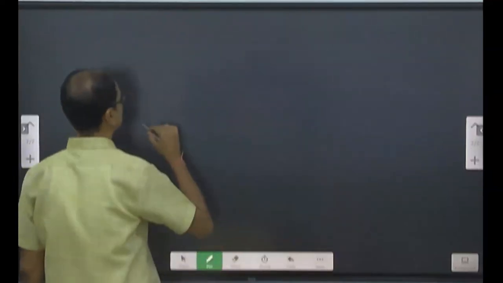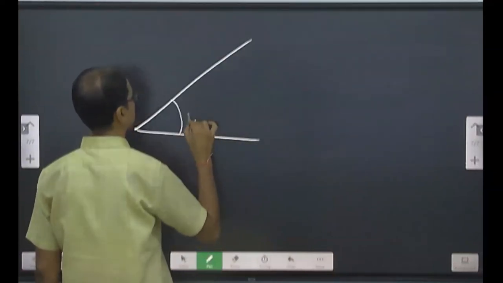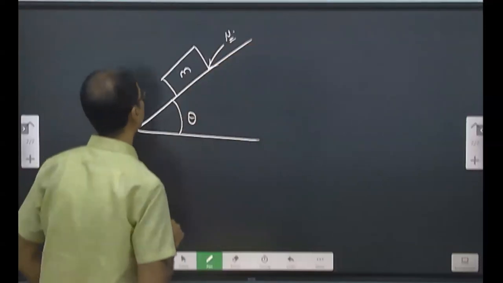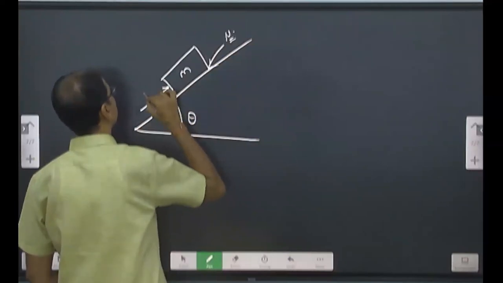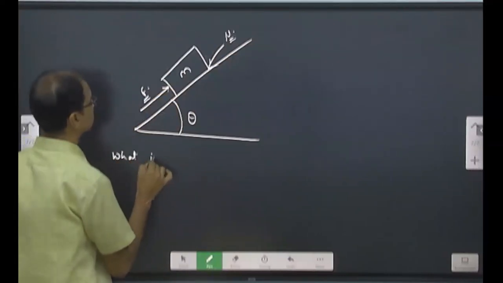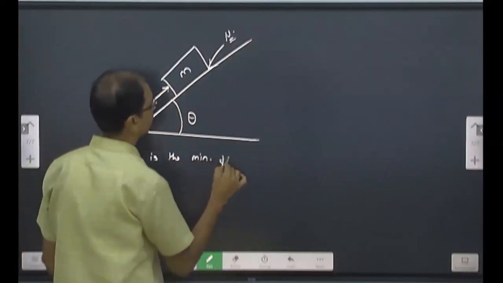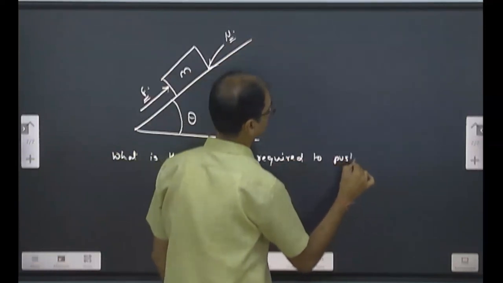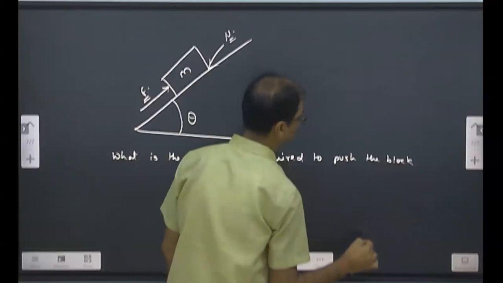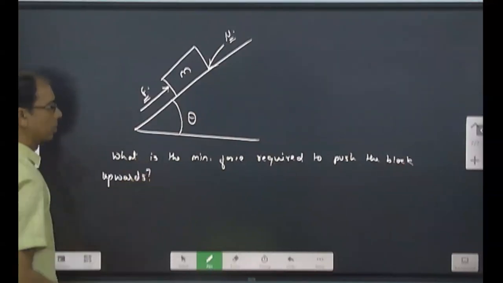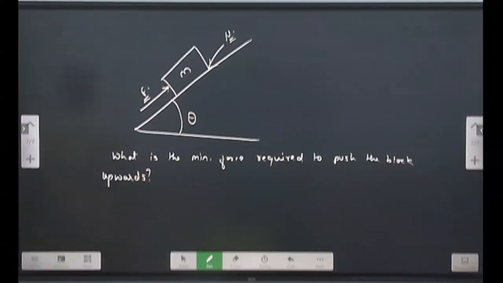See the same inclined plane. Same box, same friction. Okay, then I want to push it up. The question asked, what is the minimum force required to push the block upwards? Push the block upwards. Okay, note this and try and solve. Try and solve and tell me what will be the answer.